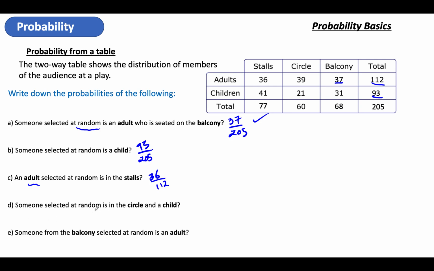D, someone selected at random. Right, someone. There's no condition here, is there? So it's out of 205, out of the total. What's the chances they were in the circle and a child? Circle, child. That's 21. There are 21 children sat in the circle.